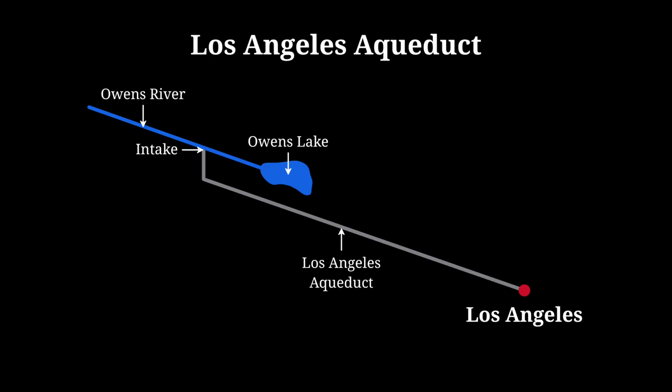It was a brilliant idea because aqueducts don't require any electricity to work. The water flows solely because of gravity. I mean, that lake is at a much higher altitude than LA. So yeah, an aqueduct would be a perfect choice. There was a problem though.